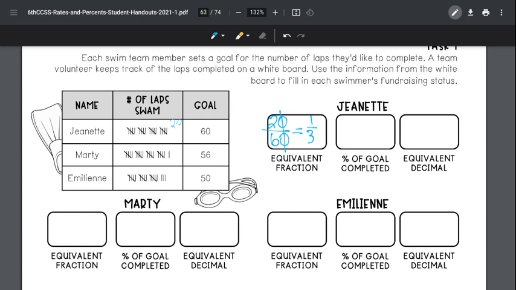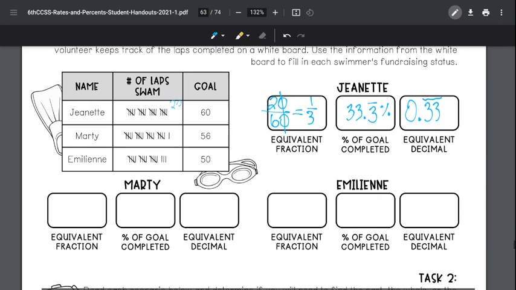If you type 1 divided by 3 in your calculator to get our equivalent decimal, you're going to get 0.33 repeating. And what percent does that turn into? Multiply it by 100, and you get 33.3 repeating percent. So she only swam 1/3 of what she actually wanted to.